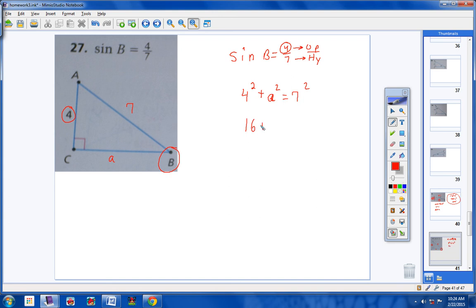So 16 plus a squared equals 49. Bring the 16 over, make it a negative 16. So a squared equals 33. Now take the square root of both sides. The square root of 33 is 5.74. So just like that, we have the length of side A solved for.